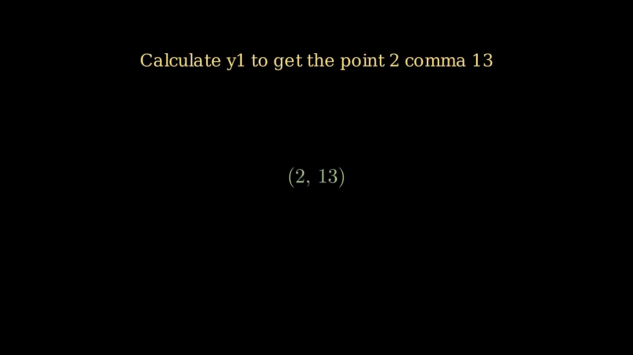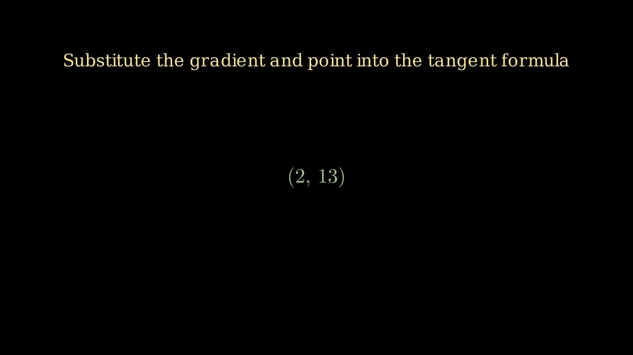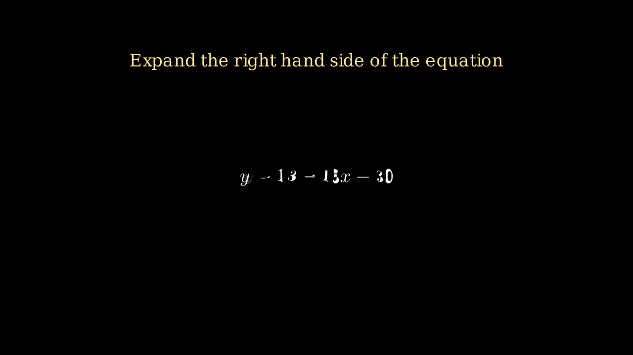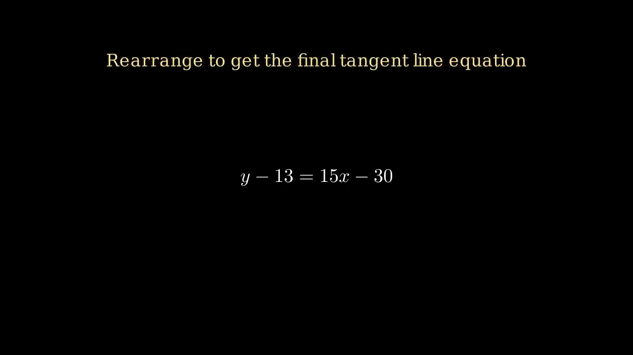Now substitute the gradient, 15, and the point, 2, 13, into the tangent formula. y minus 13 equals 15 times open bracket x minus 2 close bracket. Expanding the right-hand side gives y minus 13 equals 15x minus 30. Adding 13 to both sides, we get y equals 15x minus 17. That is the equation of the tangent line to the curve at x equals 2.